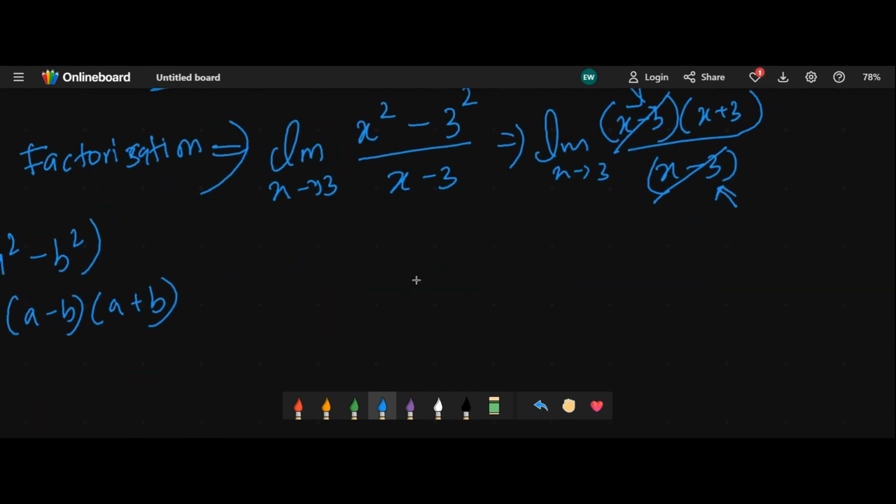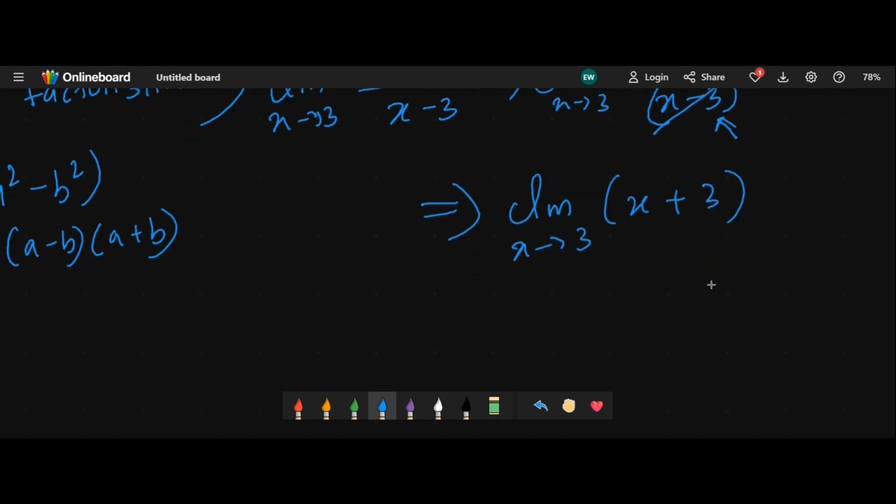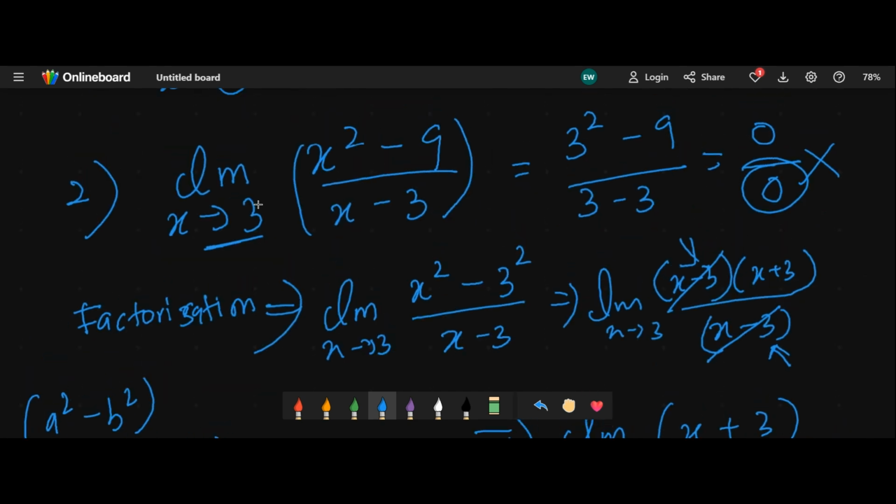Basically what you are doing is trying to simplify this. Now you can simply write the expression as x plus 3. Now try to substitute this. It will be 3 plus 3, so the answer is 6. So basically when x is equal to 3, the graph was moving towards the number 6. But it didn't actually touch 6, because it got crushed, but it was moving towards 6. That is what we are using limit for, trying to predict.